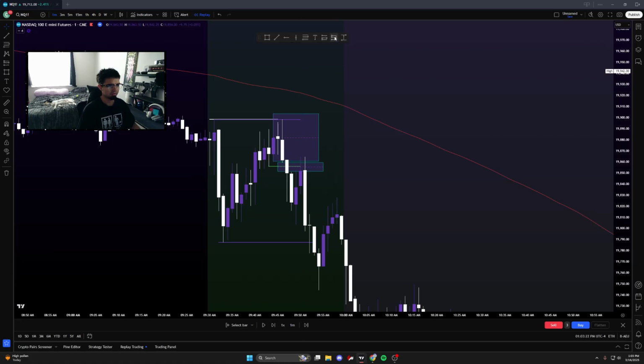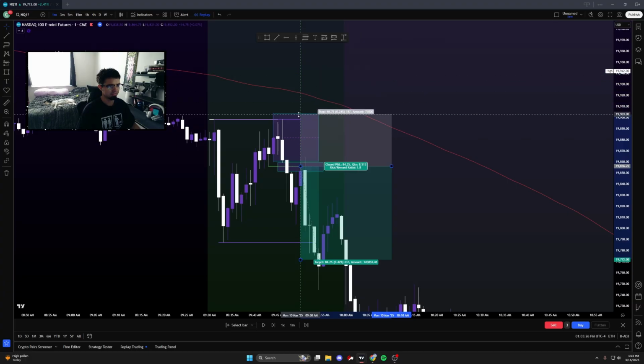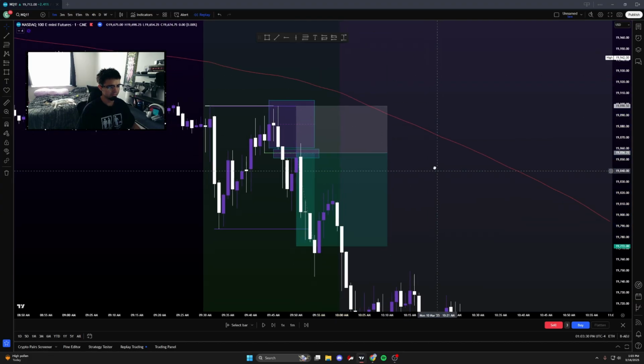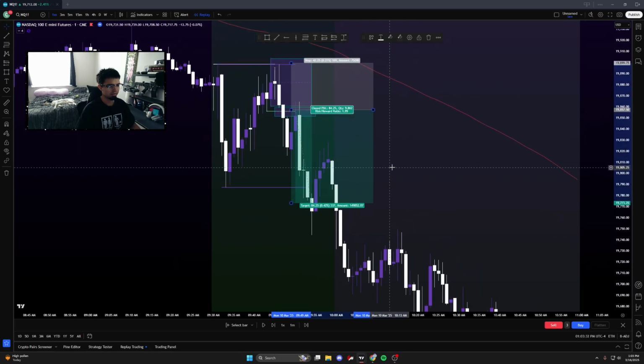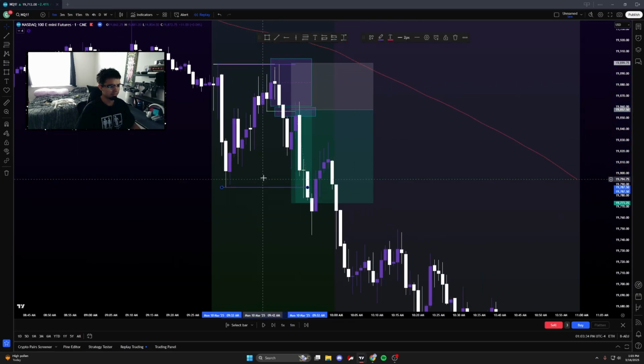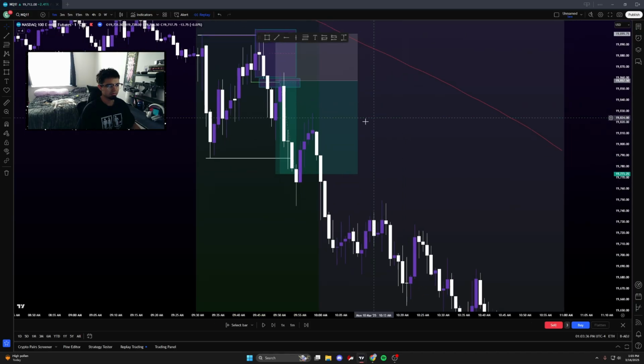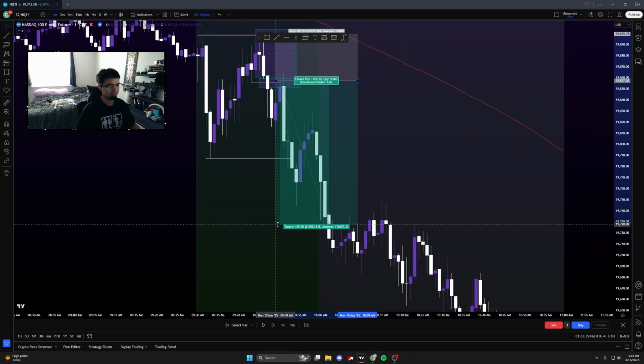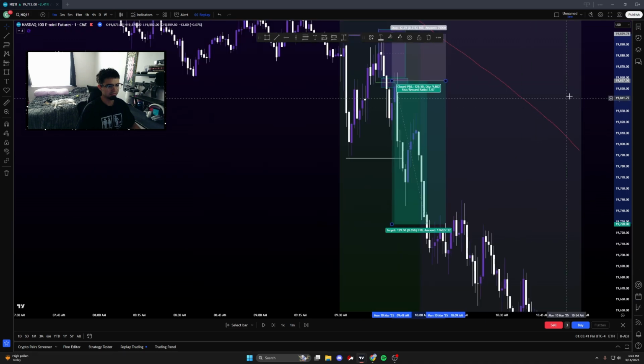And this is what our entry would look like. We enter off this level that it broke structure. We set our stop to this high right here. And we're targeting either liquidity or 3R. So this is what 3R would look like down here, 129 points.